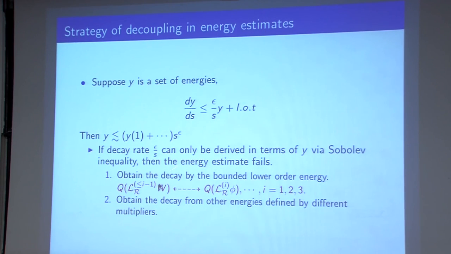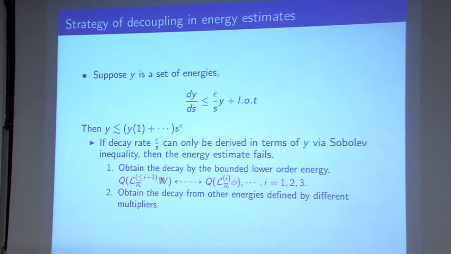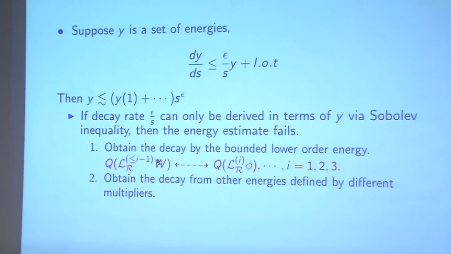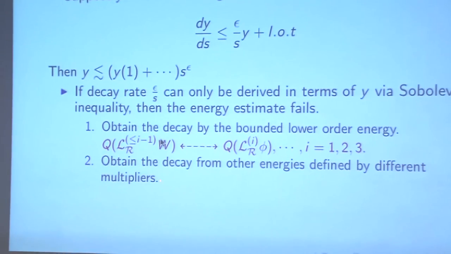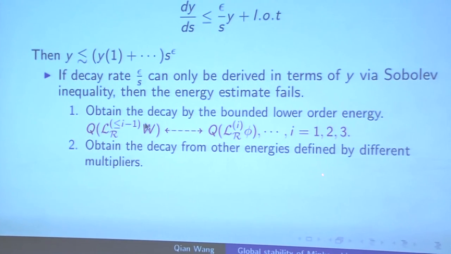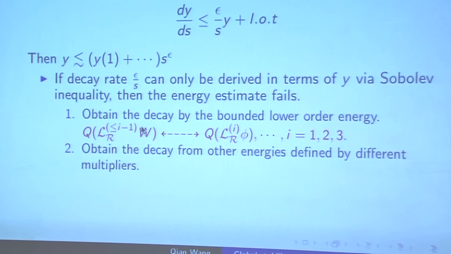But the strategy of doing this usually is decoupling. So that's what I said. You try to get this decay not from Y, but from other things. If you can get it from lower order energy, which is what I write here, which could be sharp, and use higher order energy to bound lower order, it's fine. The other aspect of the hierarchy is that you play with the multiplier. If you bound it by another energy, which is defined by using another multiplier, then you're fine. So there are two aspects of the energy hierarchy.